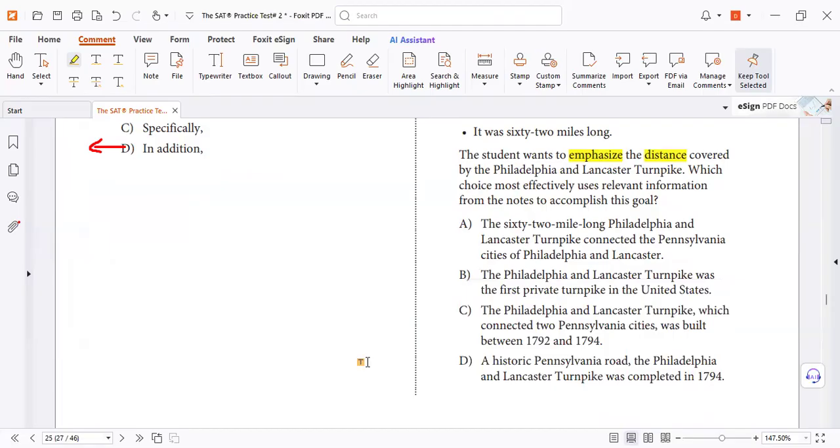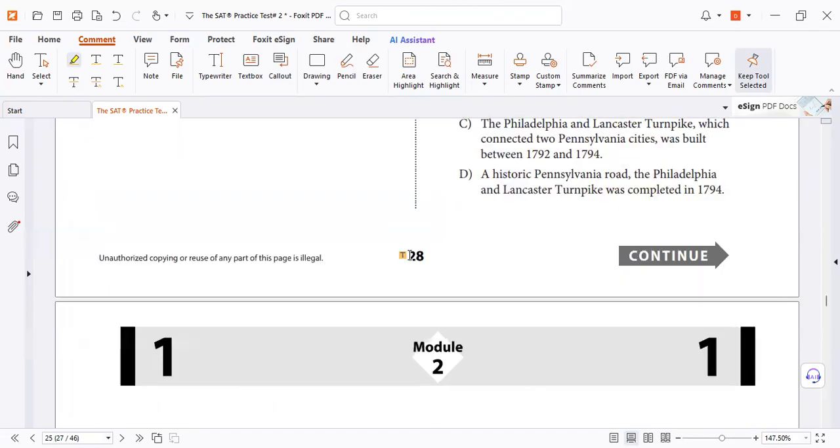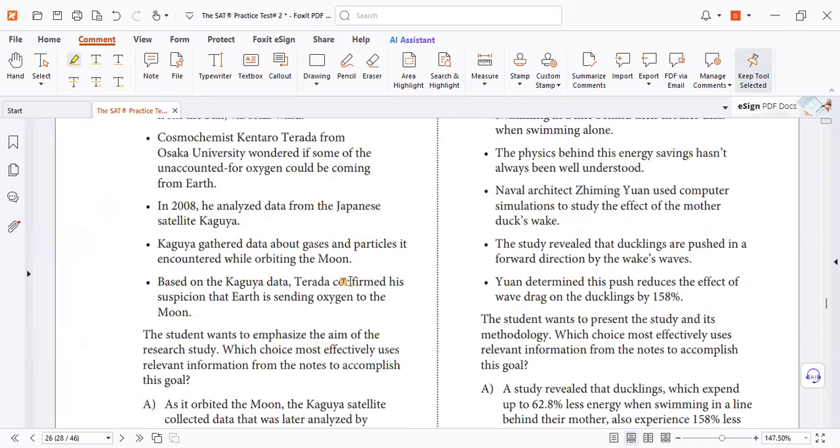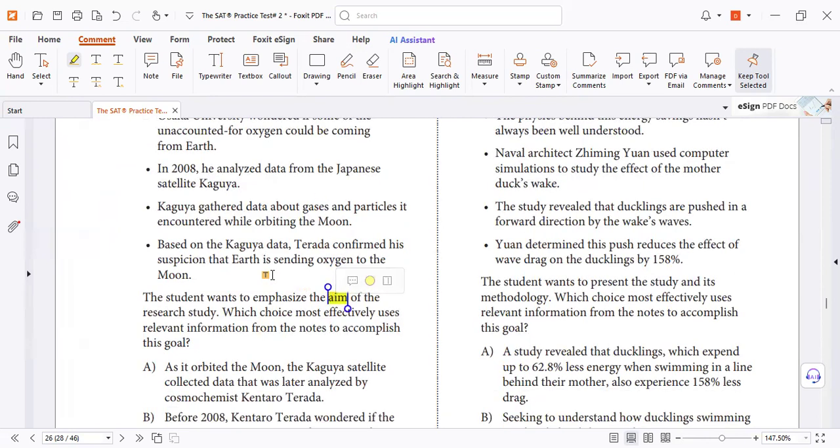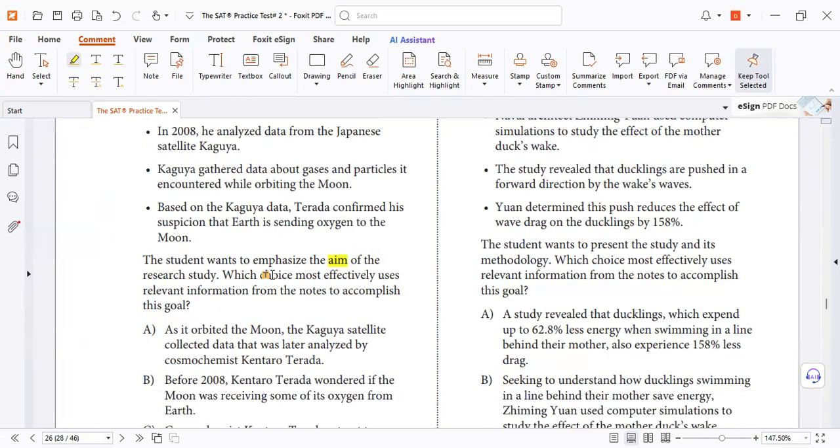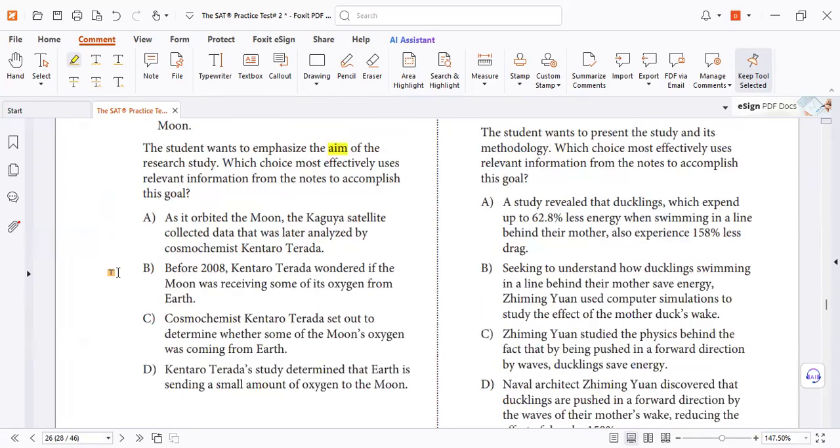Letter A. Correct. Remember the distance. So this is correct. Yes, okay. Jump. In the aim. So you can answer without reading notes. What is the aim?